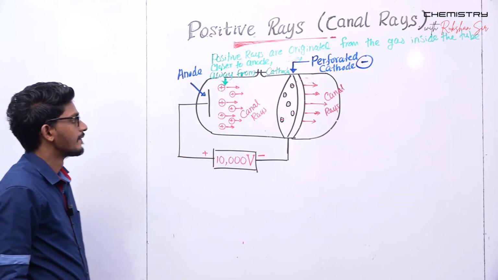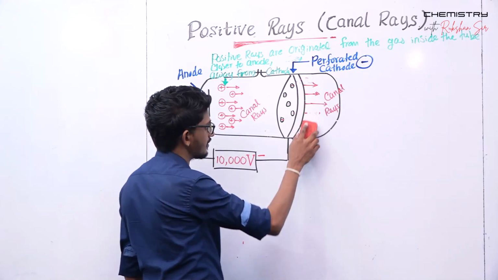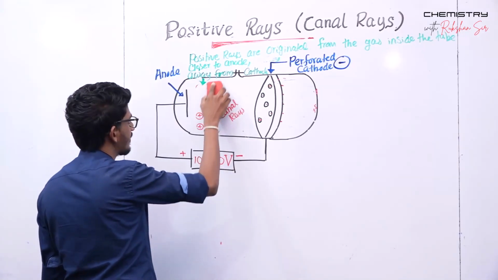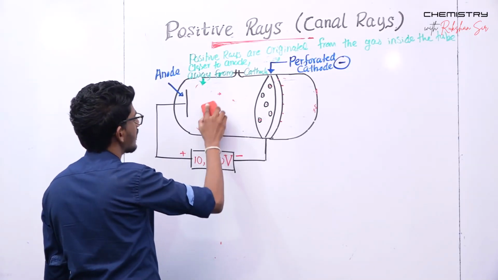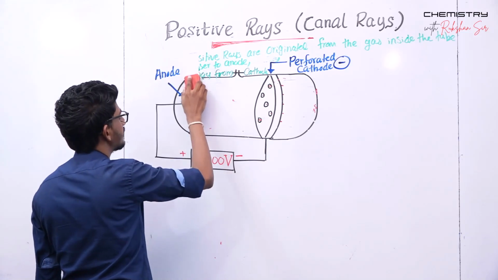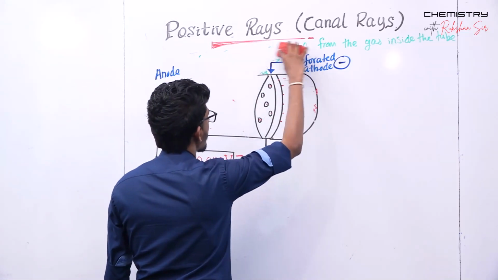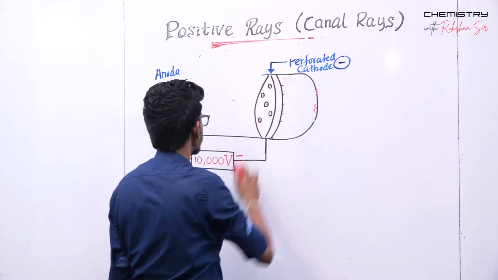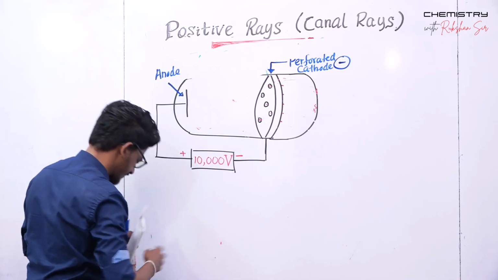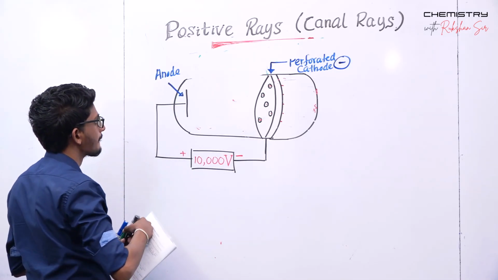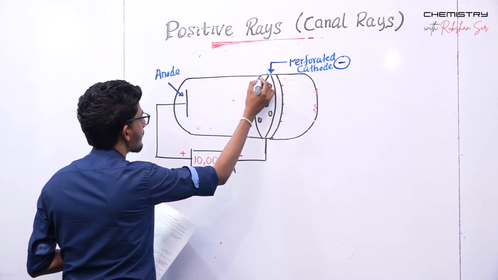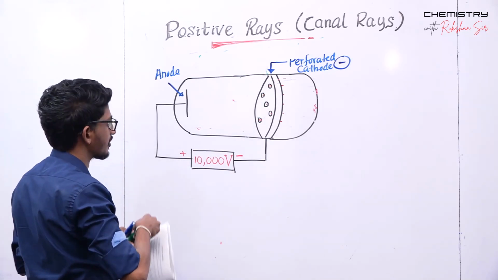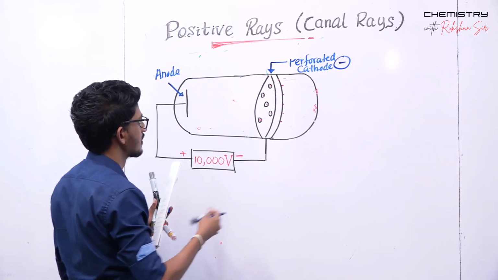The idea is this. Let's see how these are originated from the gas inside. Now we are discussing how these positive rays were produced from the gas inside.